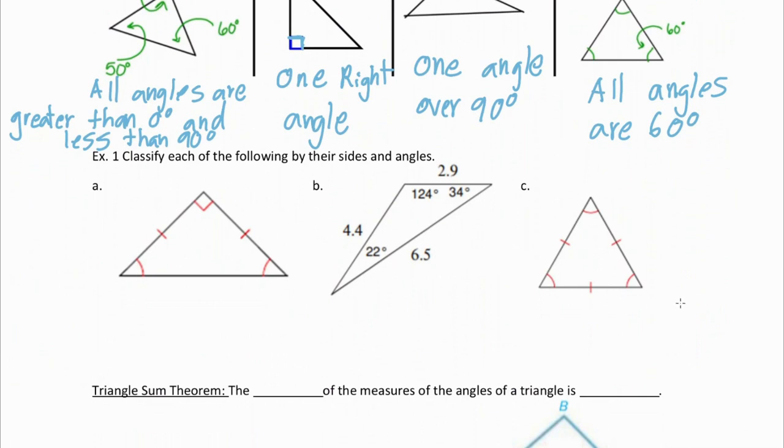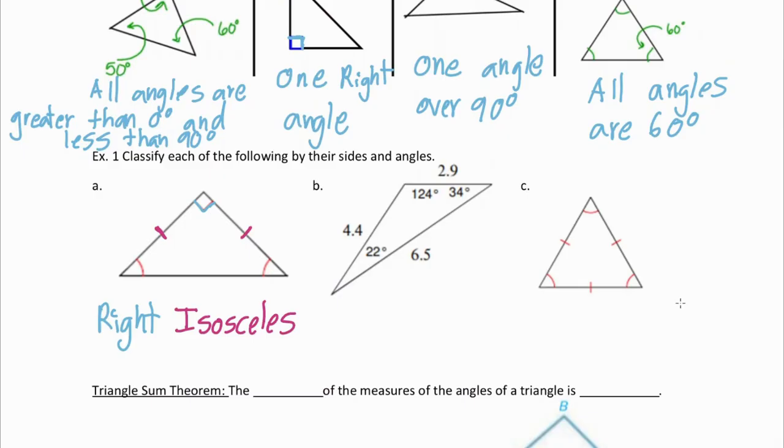So this first one, we have this one right angle, so we would consider that a right triangle. And then we're also given that we have one set of congruent sides. And so because of that, that's going to be isosceles. So it is a right isosceles triangle.